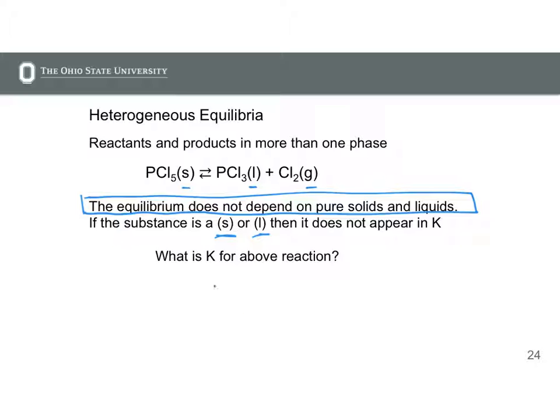So K for the above reaction is simply K equals Cl2. We still use the stoichiometric coefficients, and in this case, it's 1, so it's K equals Cl2. Make sense? You're going to get a ton of problems with this in your homework. Just make sure you can do this instantaneously, because this is an easy way to make a mistake on an exam or homework, including a solid or a liquid when you don't need to be doing so.